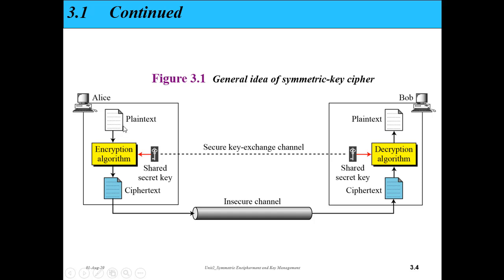Now how to convert this plain text to ciphertext? That is nothing but encryption. So what does it include? It includes an encryption algorithm and a shared secret key. Remember, it is written shared, which means during decryption also the same key is used. So that's why it is called a symmetric key cipher. Cipher is nothing but something which is used for encryption.